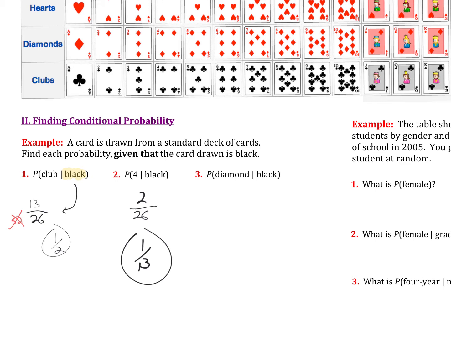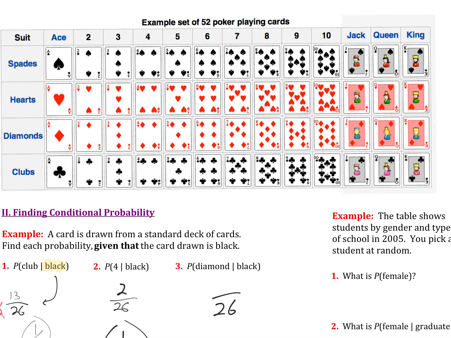Next up, probability of selecting a diamond, given that the card is black. So out of the 26 black cards, how many of those have a diamond on them? Well, the black cards are either spades or clubs, so there's really no diamonds on there. That'd be 0 out of 26. It's impossible to select a diamond if you're working under the condition that you're only selecting a black card.